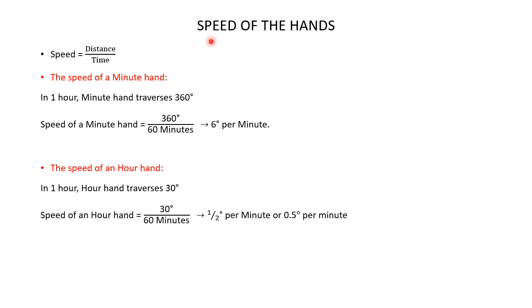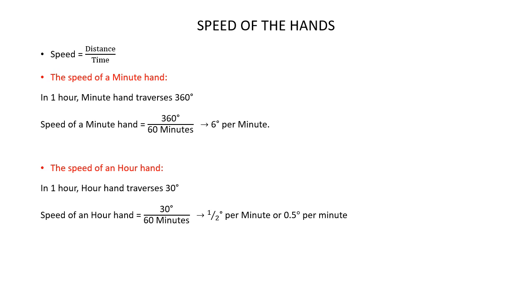Let's now learn about the speed of the hands. We know that speed is equal to distance divided by time. So let's find out the speed of a minute hand and the speed of the hour hand. First, let's find out the speed of a minute hand. We know that in 1 hour, the minute hand traverses 360 degrees. This means the distance covered by the minute hand is 360 degrees and the time is 1 hour. We know that 1 hour is 60 minutes. So the time is 60 minutes.